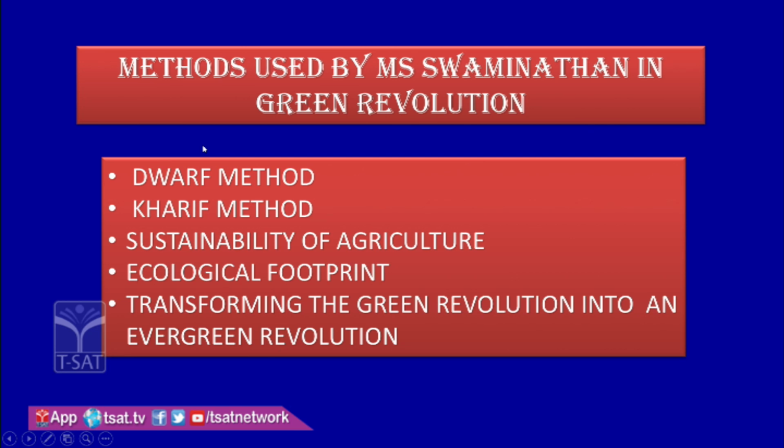Let us go for the methods. He employed the dwarfing method, Kharif method, agricultural sustainability, ecological footprints, transforming the Green Revolution into an evergreen revolution. Let us have a brief discussion on the dwarfing method.